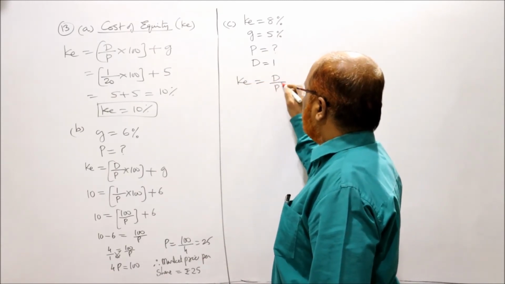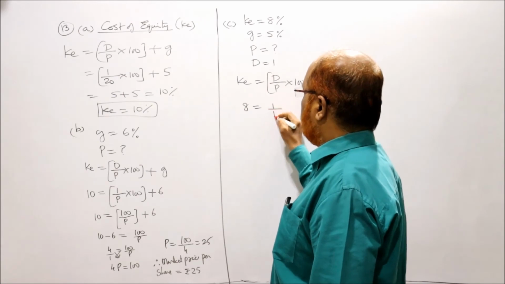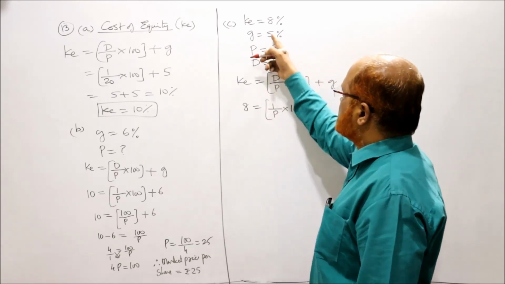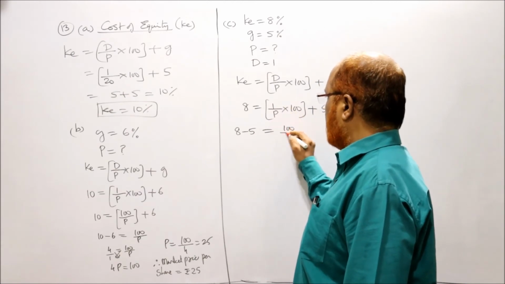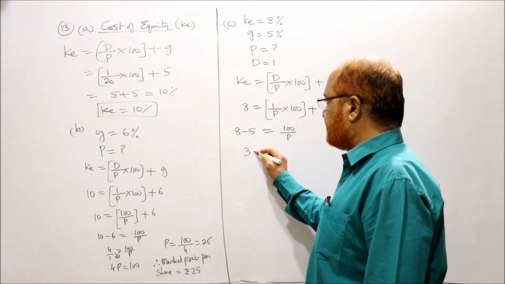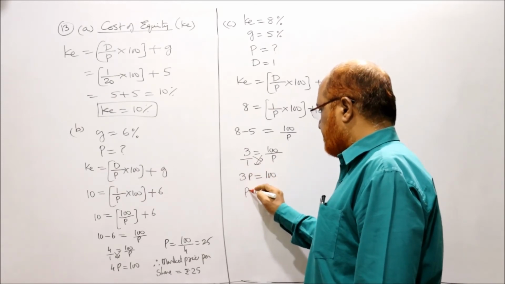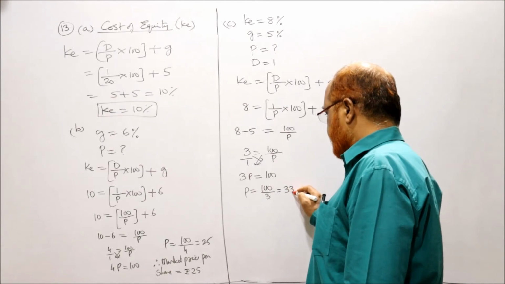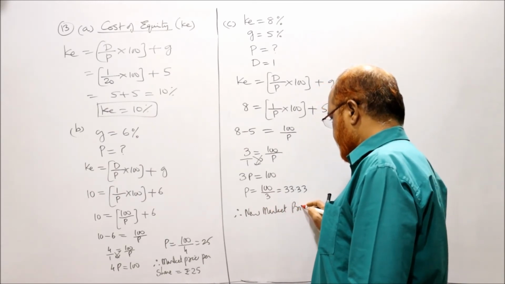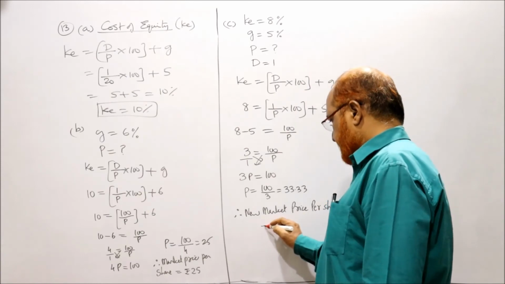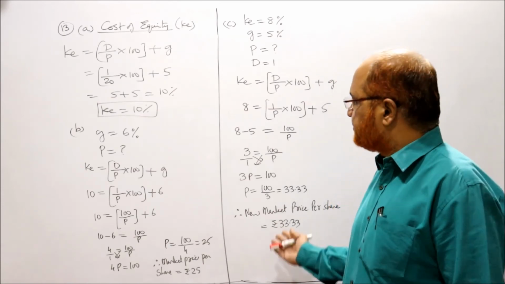KE is equal to D by P into 100 plus G. K is given in the problem, 8. D is given, 1. P we have to find out. Growth rate is given, 5. Right? Take this 5 to LHS. So 8 minus 5 is equal to 100 by P. 8 minus 5, 3. Now we'll make a cross multiplication. 3P is equal to 100. P is equal to 100 by 3. New market price per share is 33.33. We got the value of P.